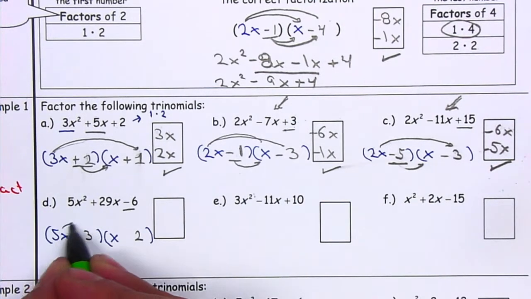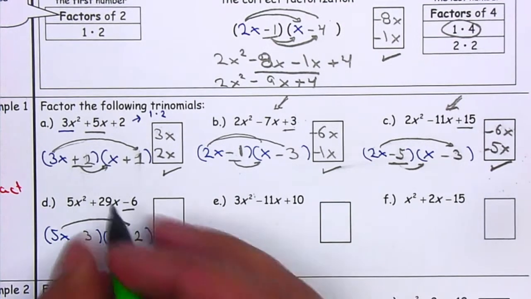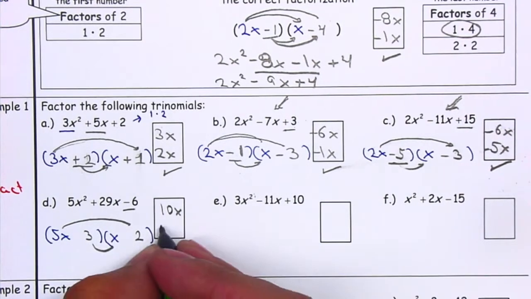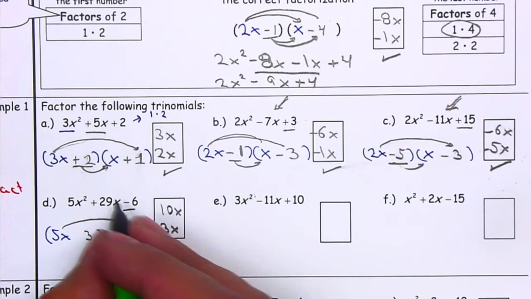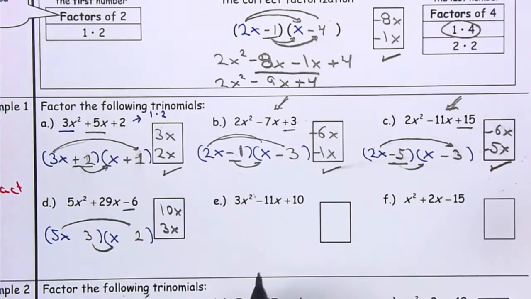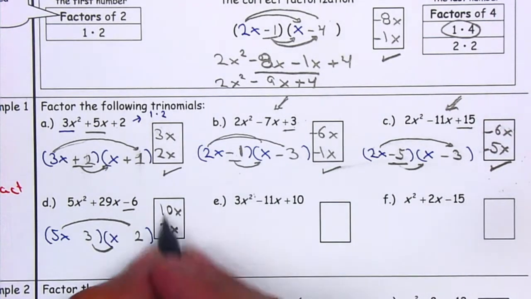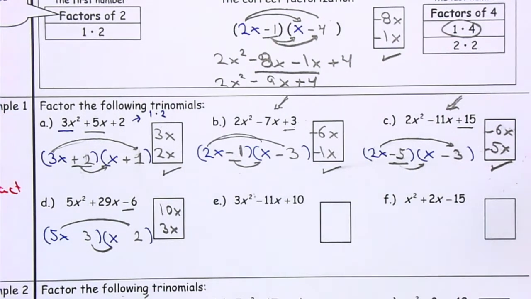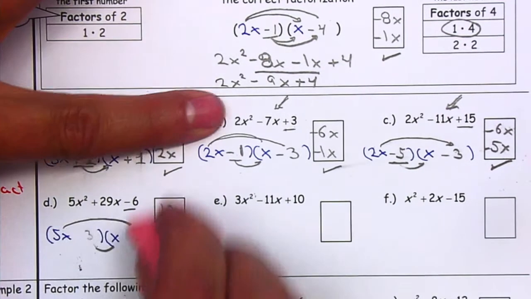Let me multiply it out first. That gives me 10x, and that gives me 3x. If I subtract them, does it give me positive 29? No. If I subtract them, it will give me positive 7 or negative 7. Let me move the 2 and the 3. So that didn't work.